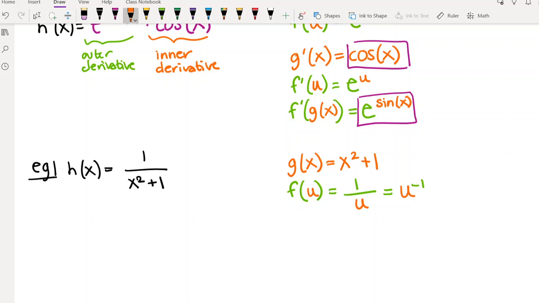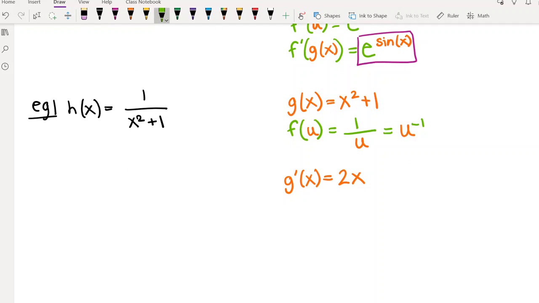Okay, so what do we need for this derivative? We need the inside part of the derivative, so that's the derivative of x squared plus 1. That's just going to be 2x, right? Bring down the 2 in the power rule, and the derivative of 1 is 0. Okay, so now let's do the outside derivative. So f prime of u, using the power rule, now that we have rewritten it as u to the negative 1, is going to equal negative u to the negative 2. Another way of writing that would be negative 1 over u squared.